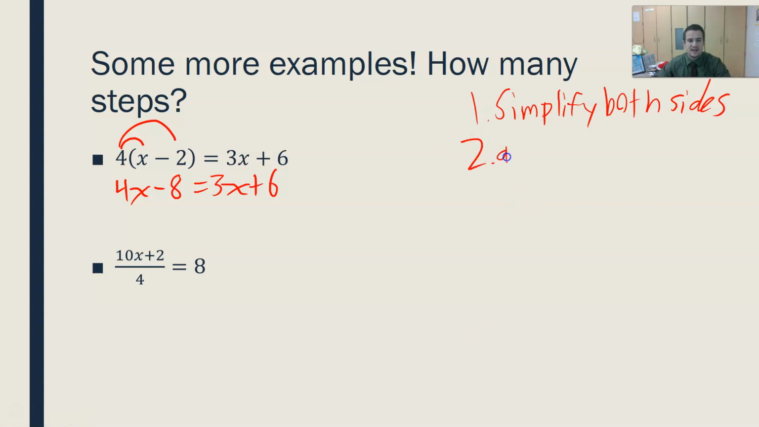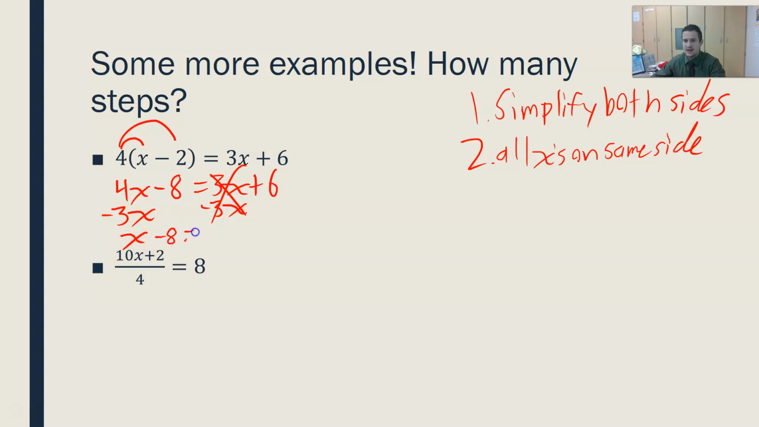Now, the next step is I need to get all x's on the same side. Because right now I have x's on both sides. Right? So let's get all the x's on one side. So if I want to get rid of these 3x's right here, I can subtract 3x on the right-hand side, and I have to do the same thing on the left-hand side. So 3x minus 3x is 0. 4x minus 3x is 1x, you could either write 1x or just x, minus 8 equals, then I'm left with 6 over here. All the x's are on the same side.